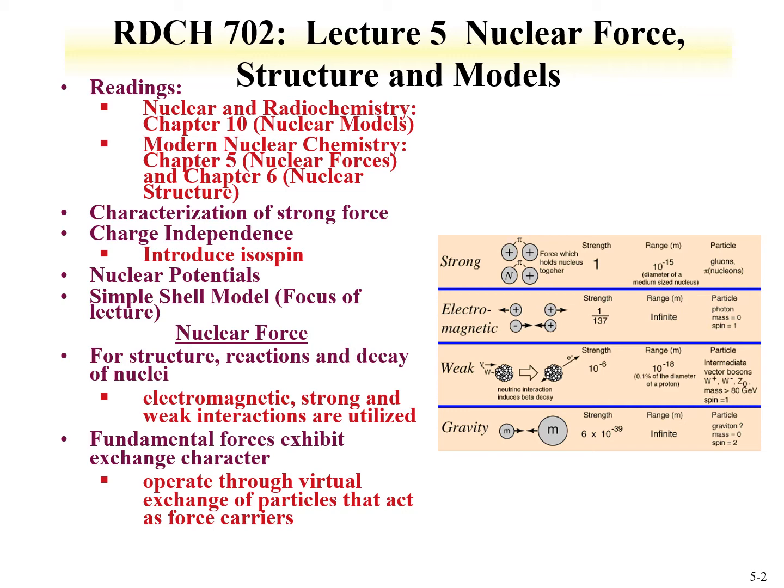parity, and then we'll move over to Nilsson diagrams to describe what happens if the expected spin and parity based on the shell model is not what's actually observed. The readings from this lecture are listed here: Chapter 10 in Nuclear and Radiochemistry, Chapter 5 in Modern Nuclear Chemistry, and Chapter 6 in Modern Nuclear Chemistry.